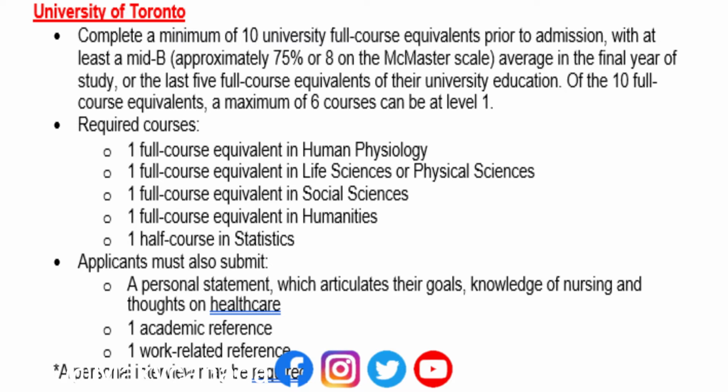Number 2, required courses, so the prerequisites. Most of these schools have some prerequisites that you have to complete before you get into the nursing program. For University of Toronto, the prerequisites are 1 full course equivalent in human physiology, 1 full course equivalent in life science or physics or physical science, 1 full course equivalent in social science, 1 full course equivalent in humanity, and 1 full course in statistics.